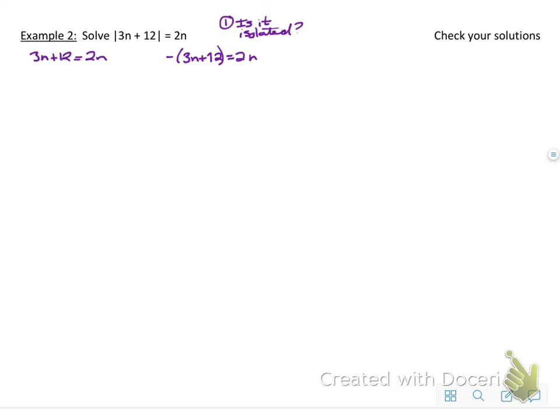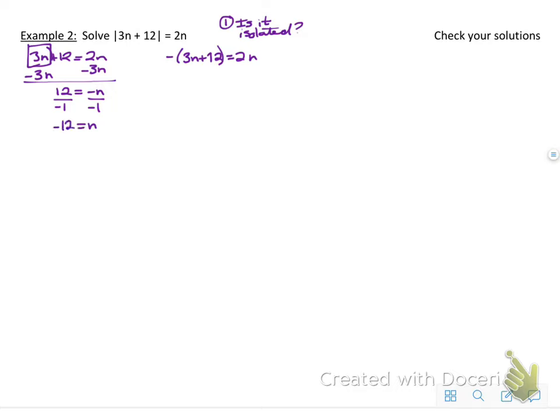So I want to get all of my n's onto one side and all of my numbers onto the other. But what happens is I need to make sure that I don't end up confusing myself. So I'm going to take this 3n right here, and I'm going to go ahead and subtract it from both sides so that I don't end up with 0 on one side. So 12 equals negative n. But I have a negative n and I need to solve for a positive n, so we're going to divide by negative 1 so that n equals negative 12.